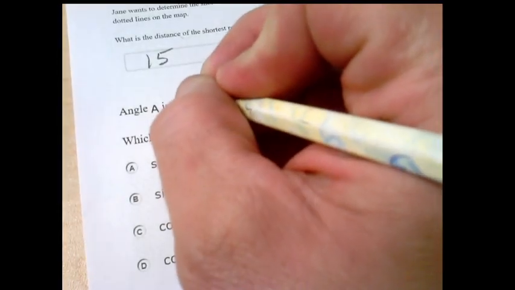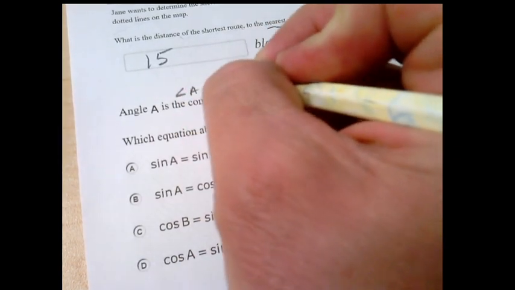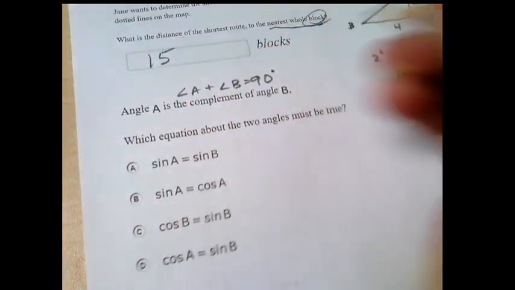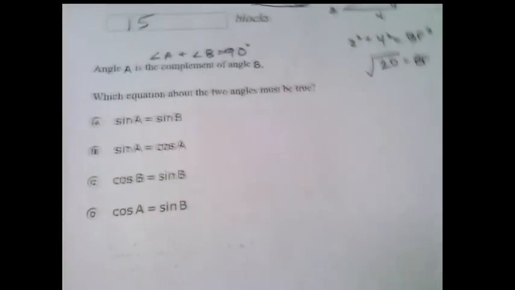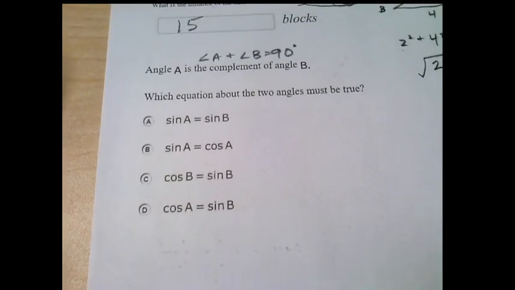Okay. All right, now, for the next one, it says this: angle A and angle B are the complements of each other. Now, what is the complement? It means that angle A plus angle B equals 90 degrees. Okay. Now, does it matter which angles we're looking at? No. Okay. Which equation about the two angles must be true?